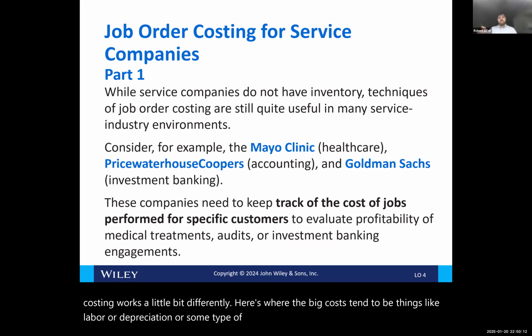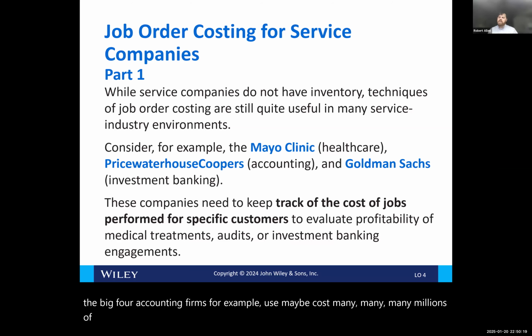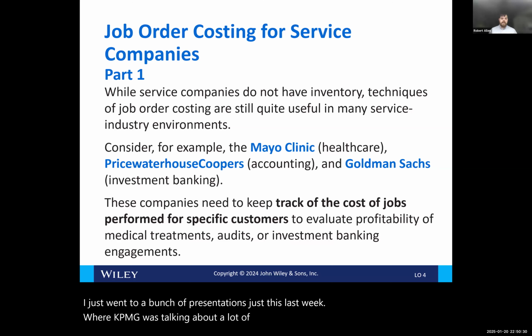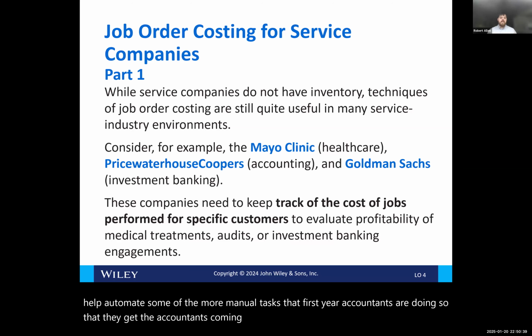So some of the software the big four accounting firms, for example, use maybe costs many, many, many millions of dollars a year. And this is particularly true now with the integration of a lot of AI. I just went to a bunch of presentations just this last week where KPMG was talking about a lot of the really cool stuff they're doing with AI to help automate some of the more manual tasks that first year accountants are doing, so that they get the accountants coming in really thinking more critically about the real accounting issues they're facing, and doing less just manual grunt work.